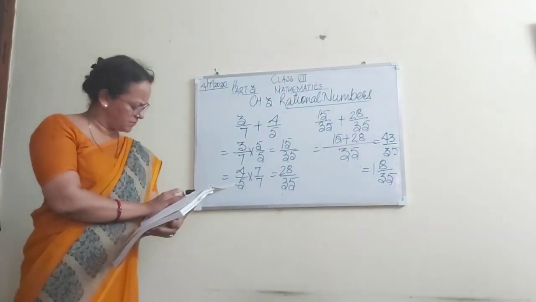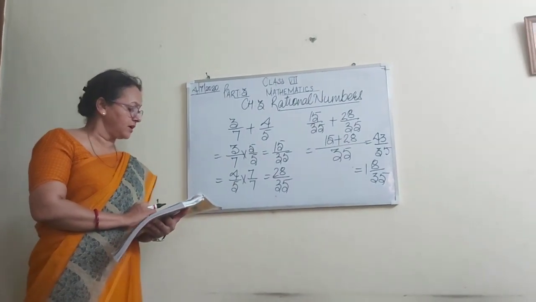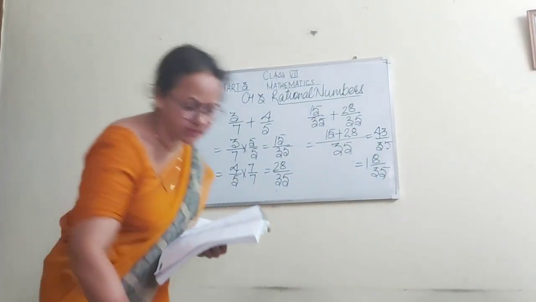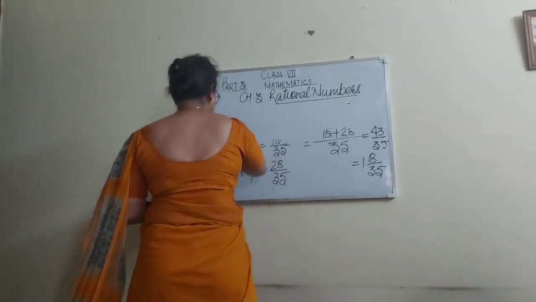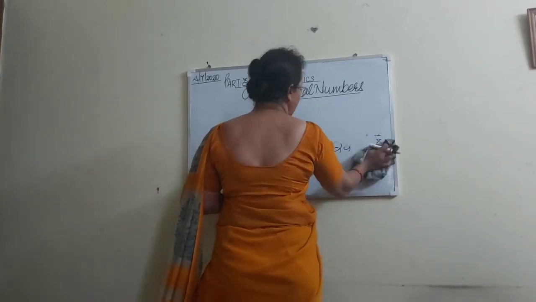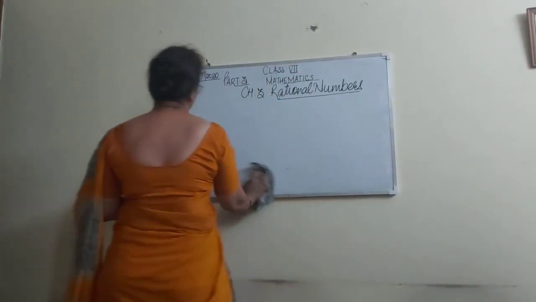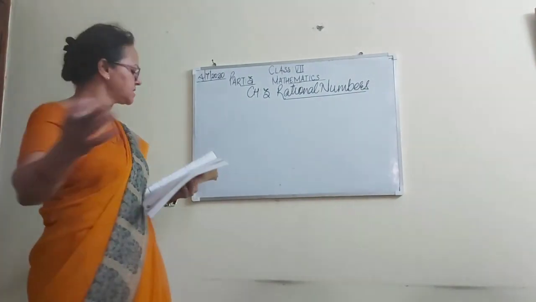Now next, page number 28: when denominators have a common factor. When we have a common factor in the denominators, there are different situations. You can do it by that method, or the easiest way is to directly take out the LCM, which I will explain in the exercise questions.